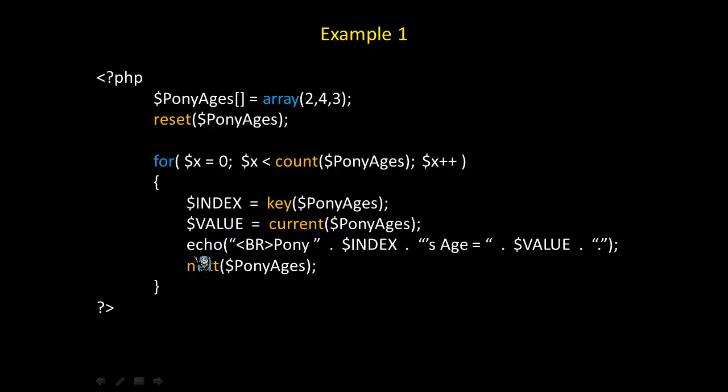Next, we create a line of code with the echo function to write out an HTML line break, and we say pony, then the index value, and then that pony's age, which would be the integer stored at that subscript location. Finally, we call the next method at the bottom, and that moves to the next element in the array. So it will go 0, 1, 2 in our for loop before our for loop is done.